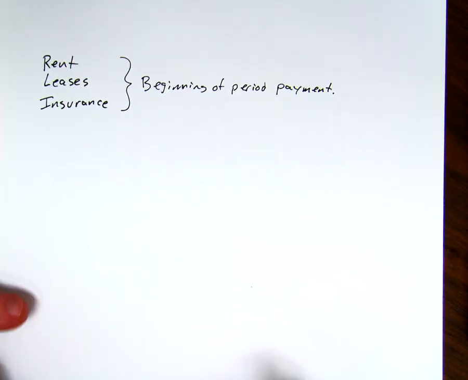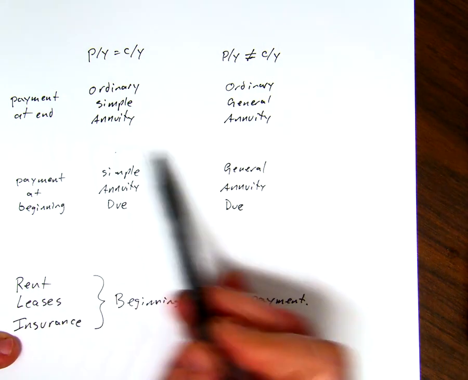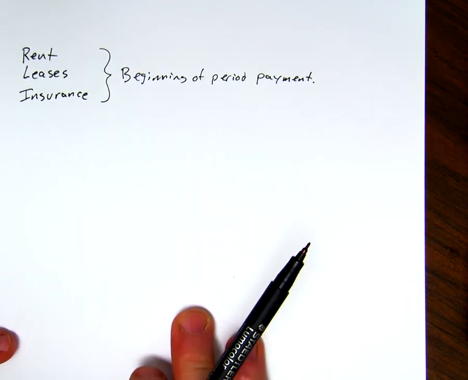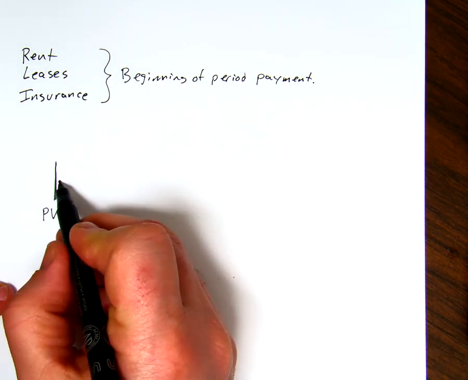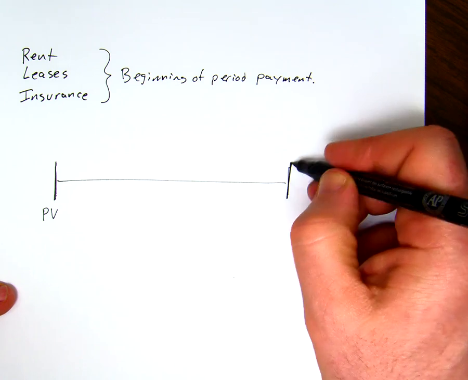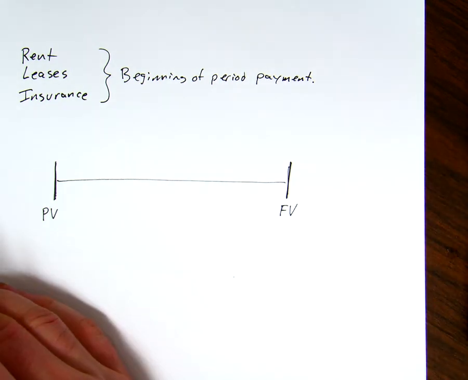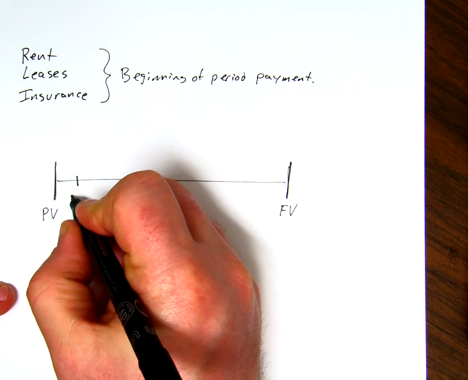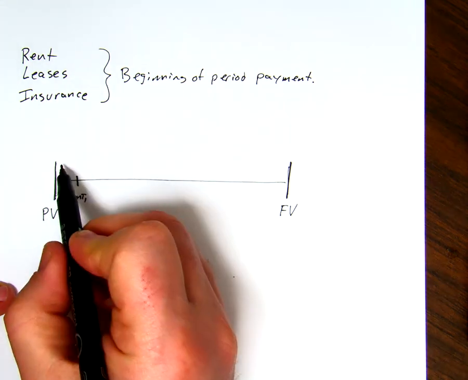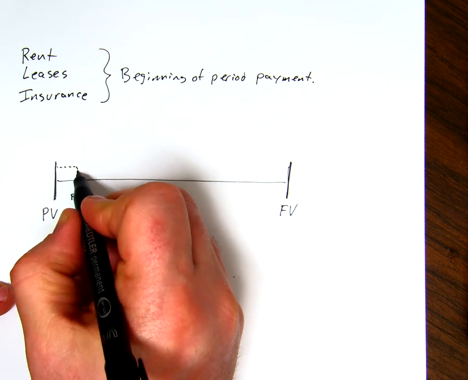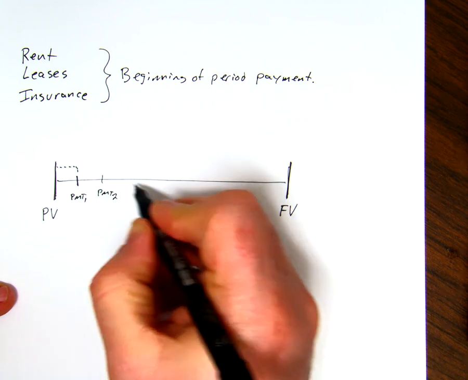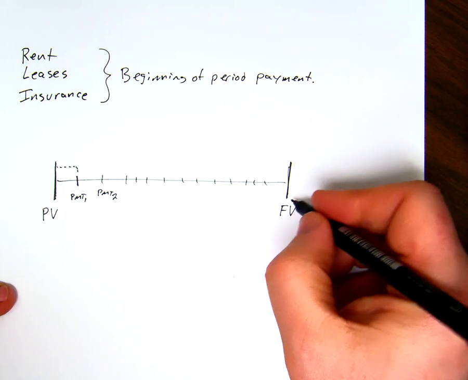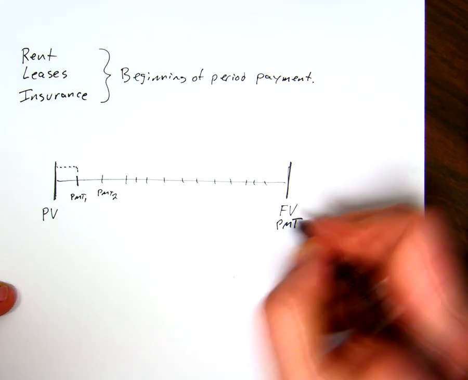Well, what does that mean? Well, if we're being really specific about what we did with our ordinary annuities, we had a timeline where we had a present value here. We had a future value sometime in the future. And we had payments. And the first payment was actually one period in the future. Payment 2 was there, and the last payment was actually on the same date as the future value.